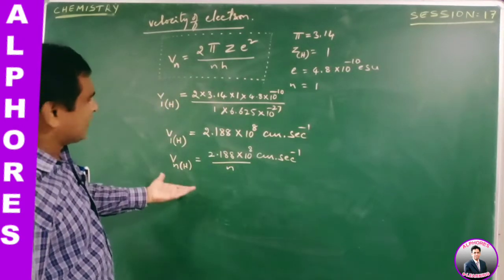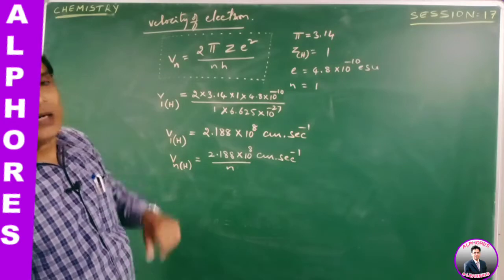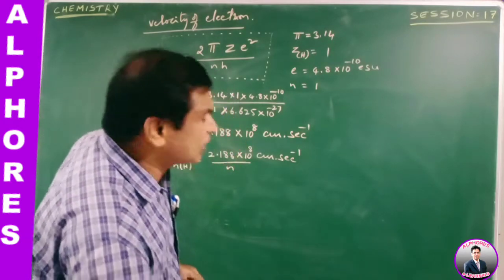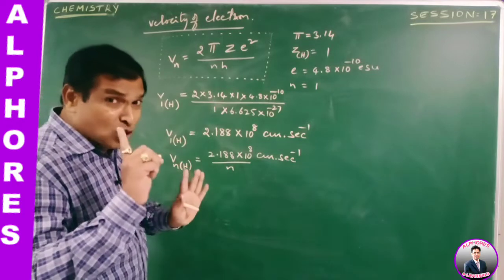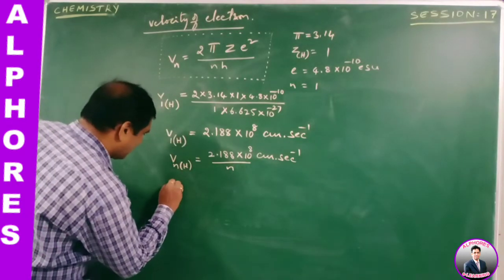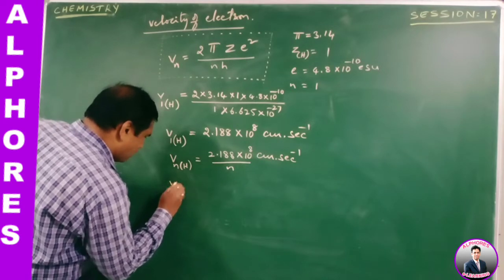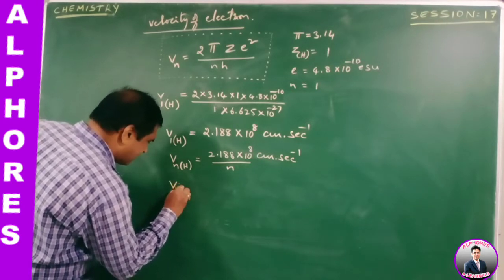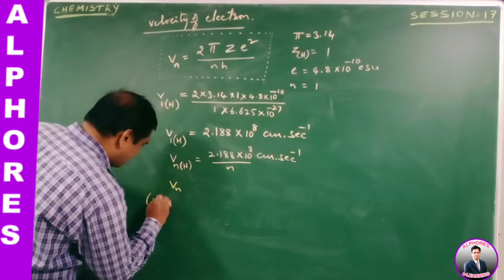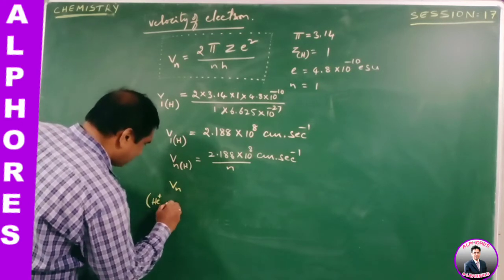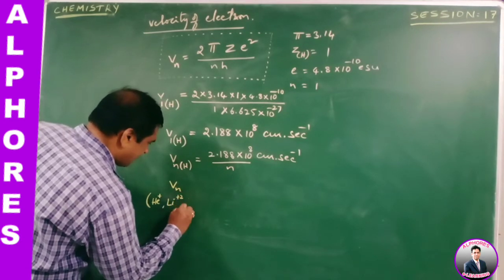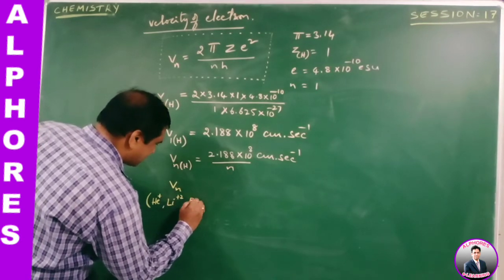That is the velocity of the electron in the nth orbit of hydrogen atom only. Now let us take up the velocity of the electron in the nth orbit of species like hydrogen. Velocity of the electron in the nth orbit of species like hydrogen means helium plus, lithium 2 plus, beryllium 3 plus.